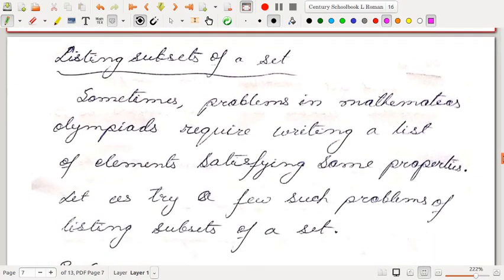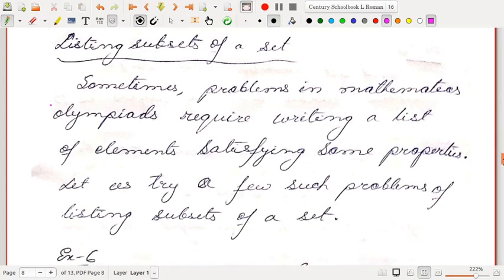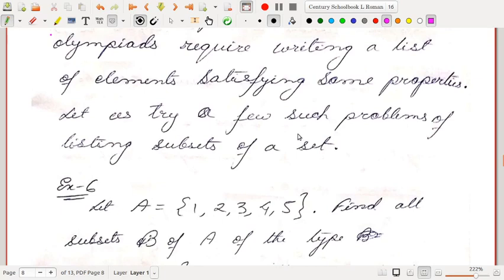Now let us do some problems regarding listing of subsets. Okay. Listing of subsets of a set. So sometimes problems in mathematics Olympiads require writing a list of elements satisfying some properties. Okay. And you have to do it very carefully. So let us try a few such problems of listing the subsets of a set.